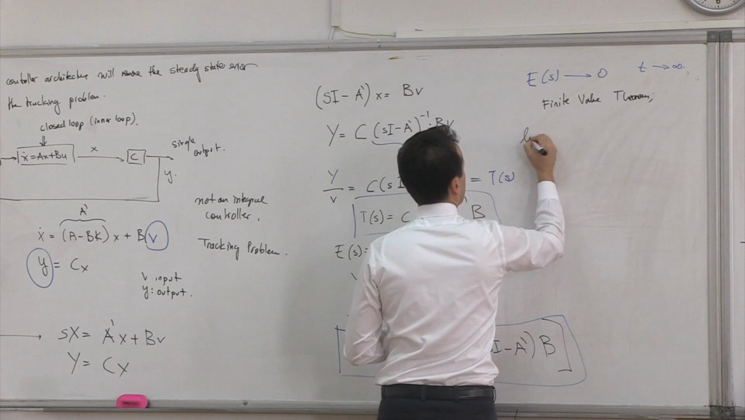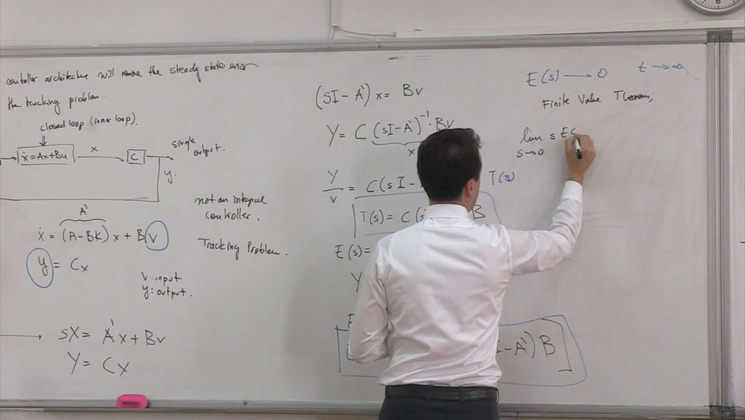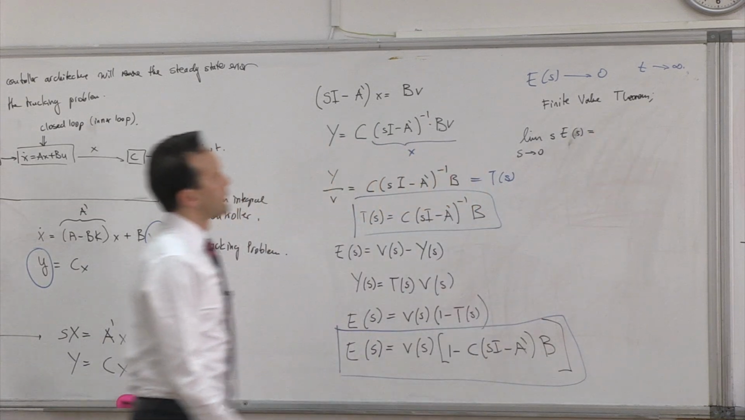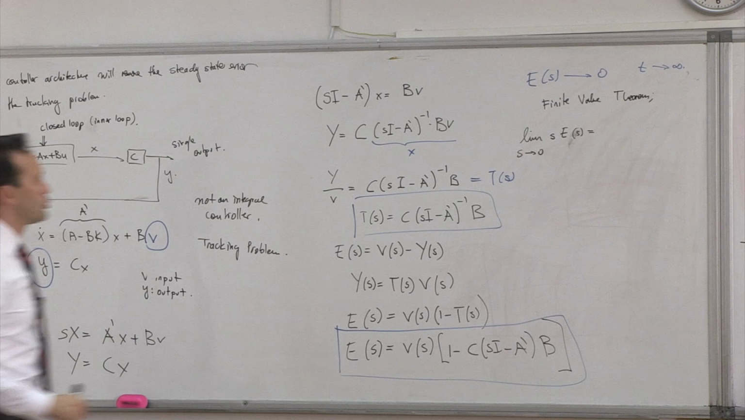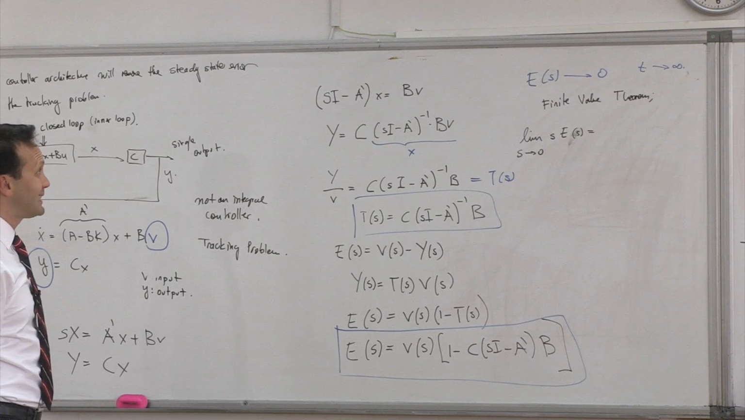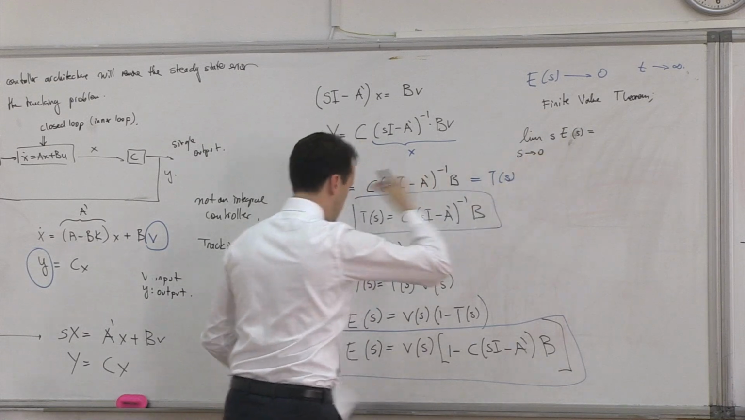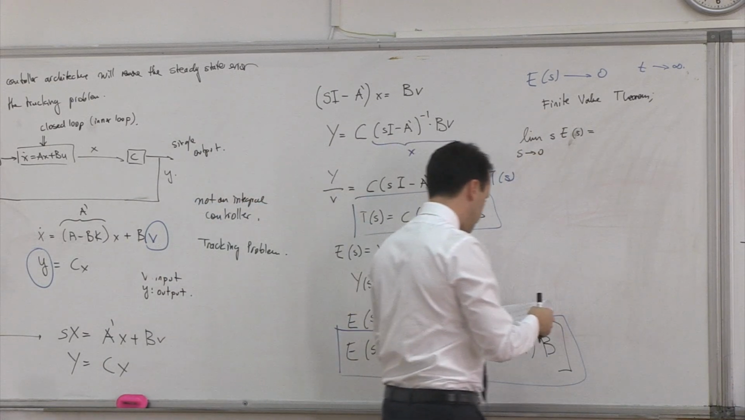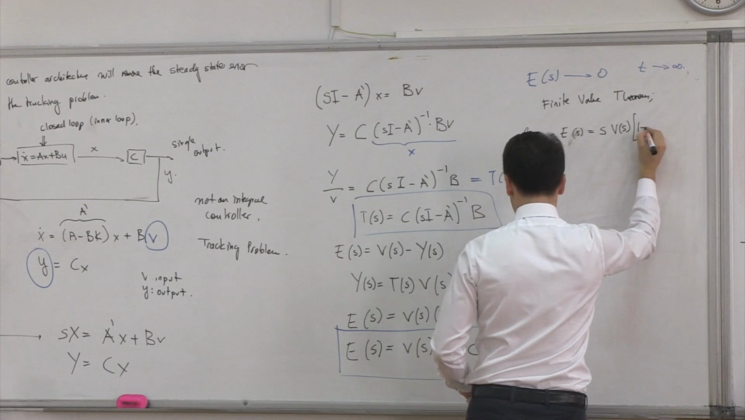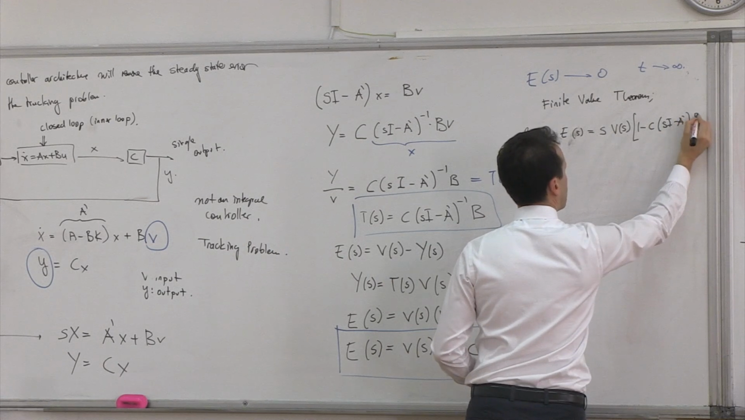Okay, and that will look like this. Limit as S goes to 0 of S times E of S. I hope you remember this from system dynamics. You use the final value theorem to see what happens as T goes to infinity. What happens to E of S? You simply multiply S with E of S and let S go to 0. So it will be S times this thing, V of S, times 1 minus C (SI minus A prime) inverse times B.